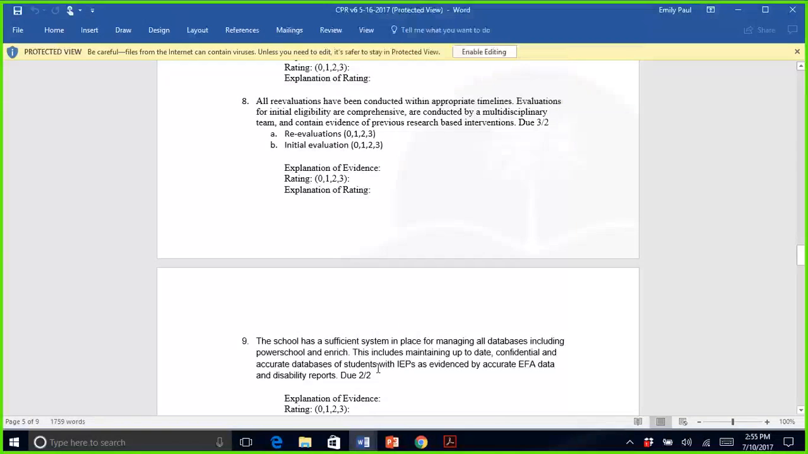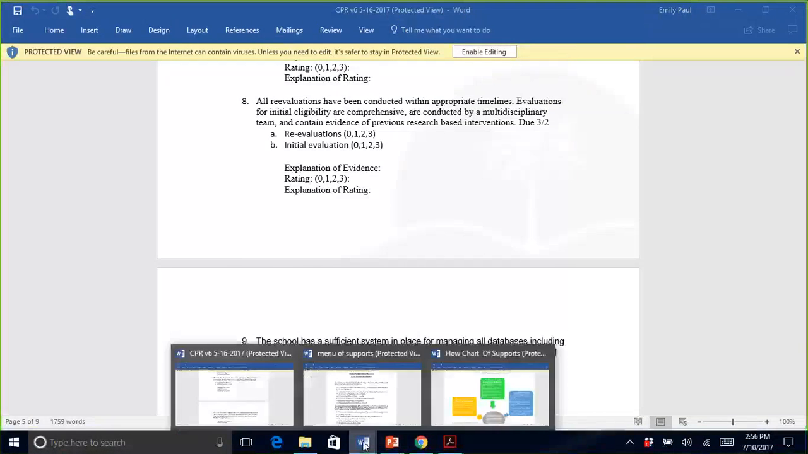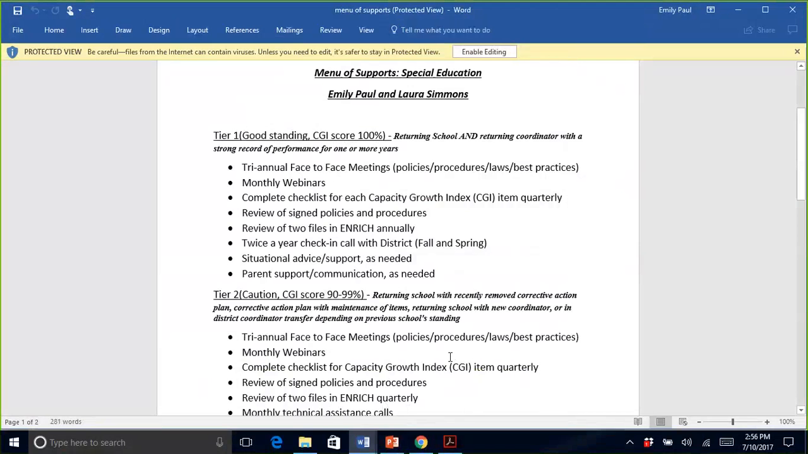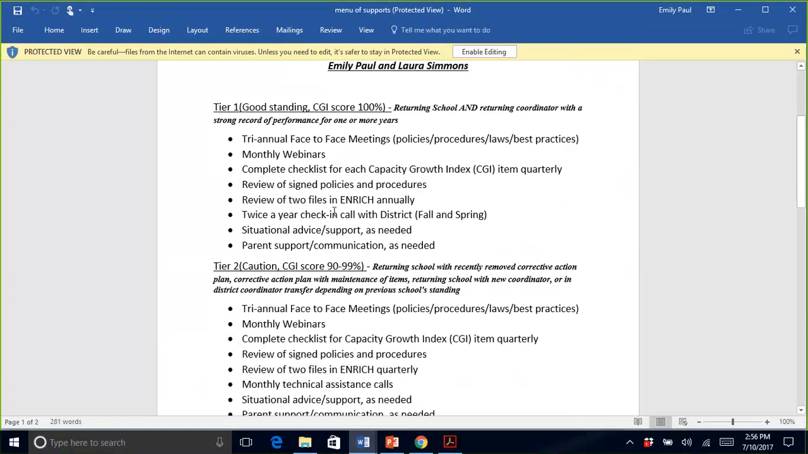All right, it looks like we don't have questions, but feel free to type away as I finish up here. The next thing I wanted to show you is our menu of support. You have different requirements for the tiers that you're in based on your last CPR, but you'll also have different levels of support for those tiers. We're implementing an RTI model for our schools. For Tier 1, if you're in good standing, you're going to have our triannual face-to-face meetings, and we're going to talk about the policies, procedures, laws, and best practices.